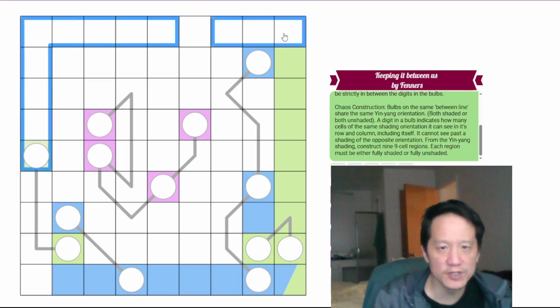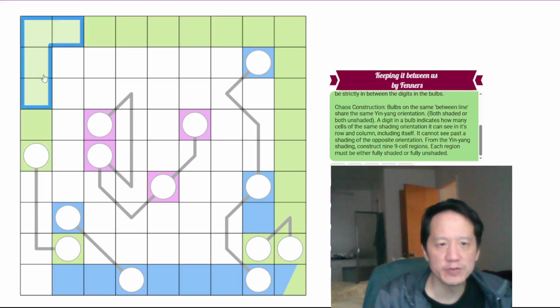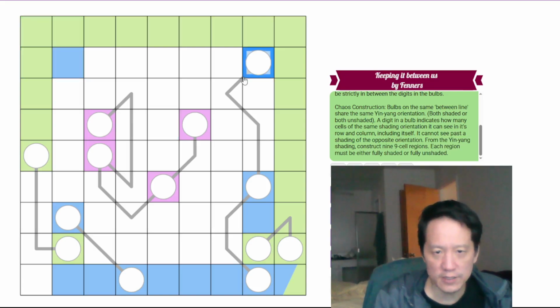The rest of this must be green. And since the rest of this must be green, we know this has to be a blue, because we can't have any 2x2 area that's all fully green.